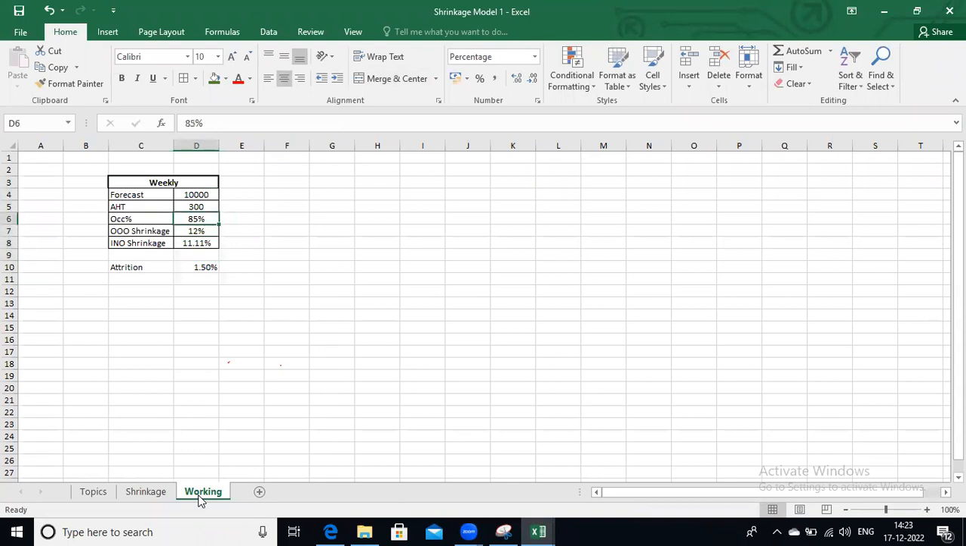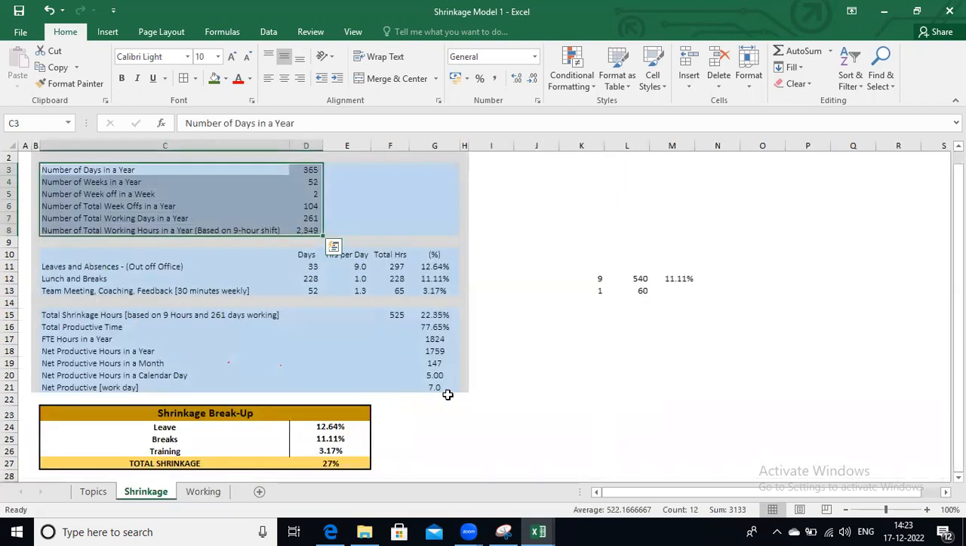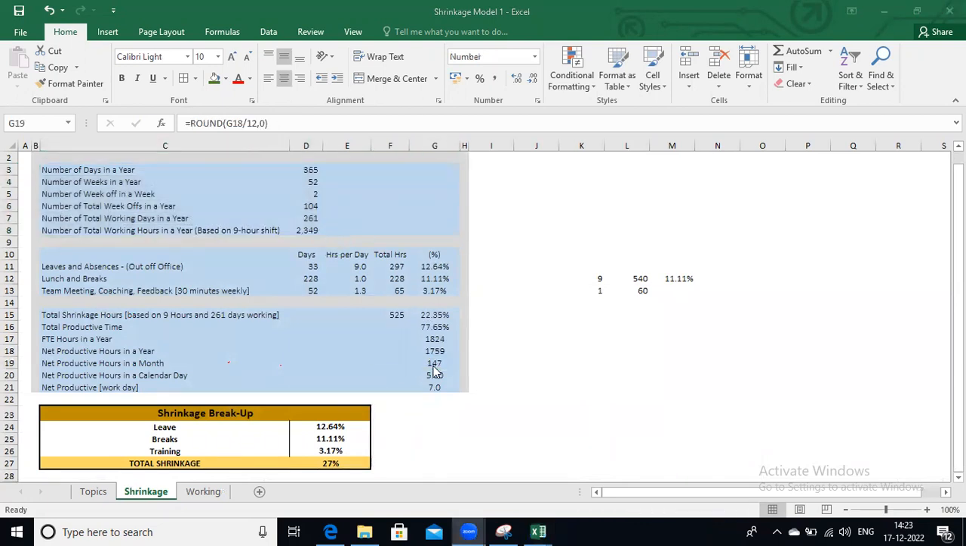So here I'm missing the hours. Okay. So let's suppose this volume is for a week. So I'm taking weekly FTRs. Okay. So here I have 147.